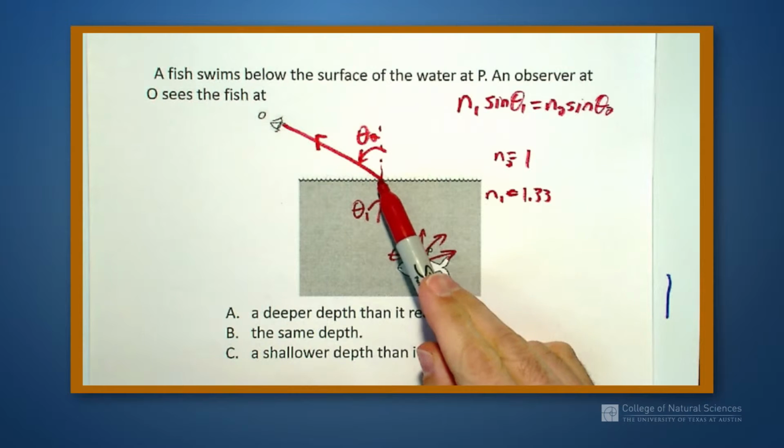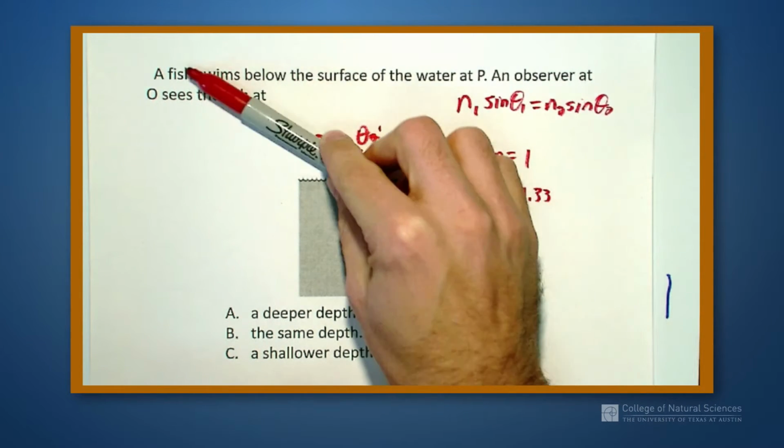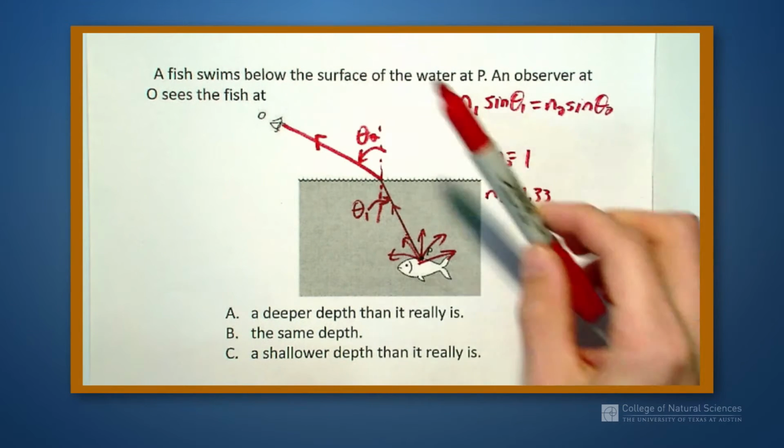It's going to go up to the surface. When it hits the surface, it's going to bend because it goes from a high index of refraction to low index of refraction. It bends to a steeper angle.